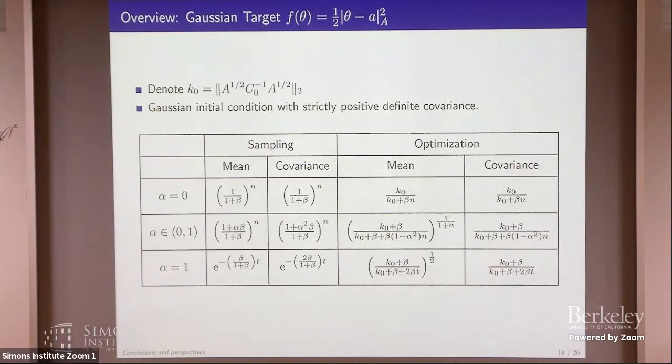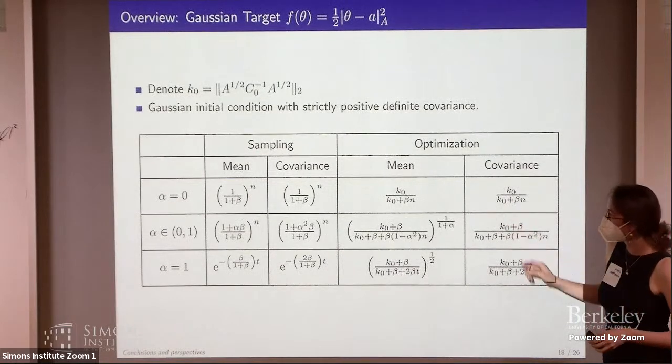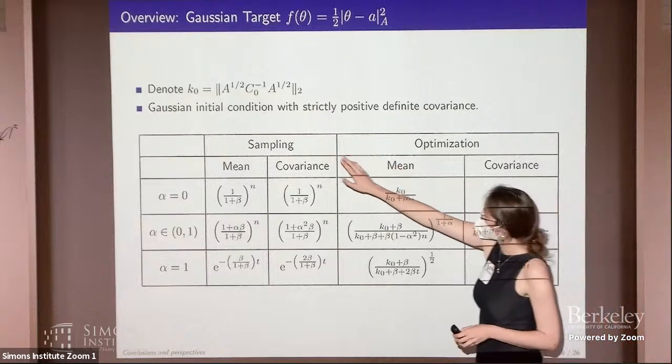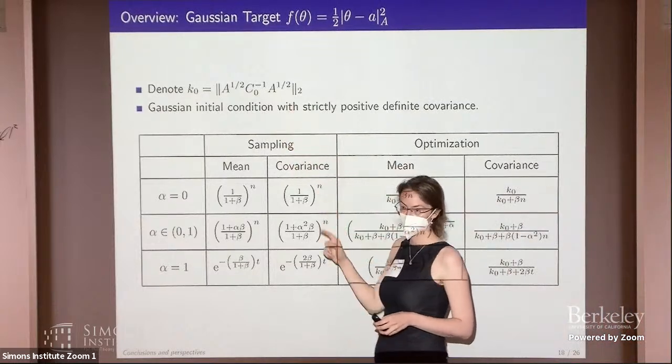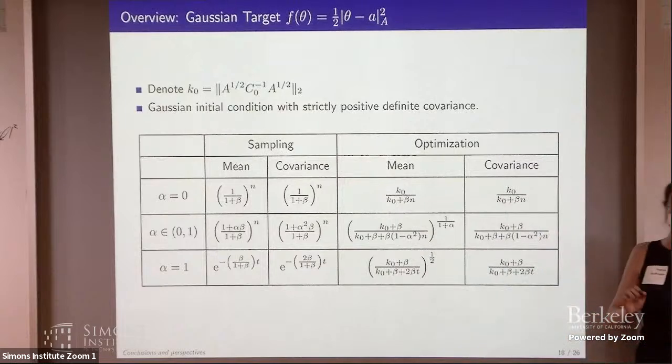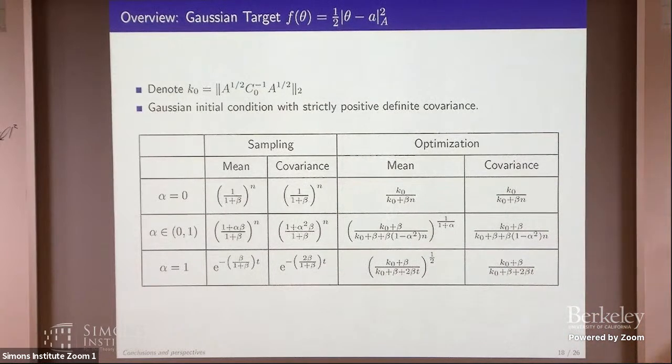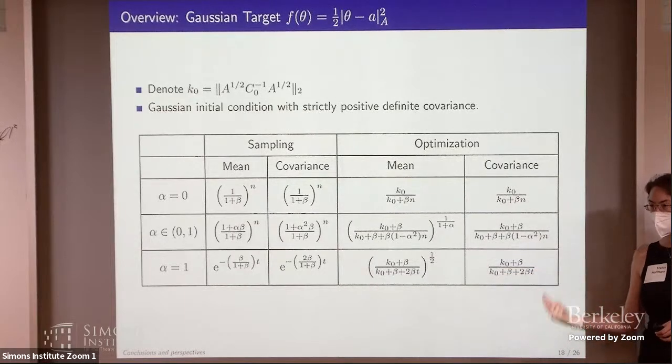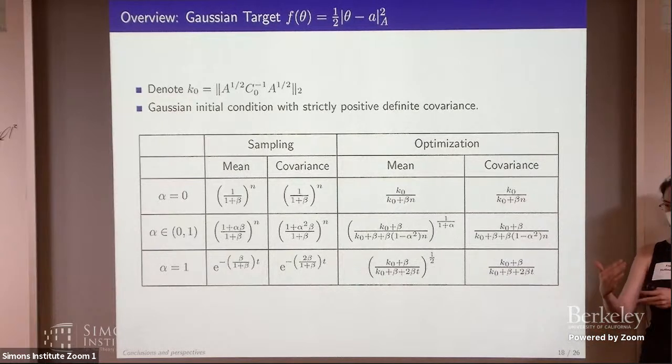Okay, so now let me show you an overview, because this has been probably a lot of different equations. Just to summarize, here this K0 is the comparison between your initial covariance and the target covariance. This is now the Gaussian case. I will give you the summary of the Gaussian case and then the summary of the beyond Gaussian setting. All of these rates that we obtained for the sampling and the optimization case are sharp, in the sense that we have upper and lower bounds for them.